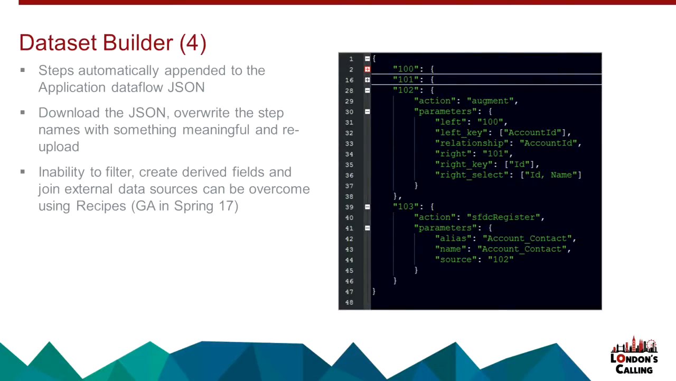So to give you an example, though, of the sort of thing it will produce in the data flow, if we take a look at that now, whereas we did have some nice clean step names before, they're given names like 101, 102, 103. And what I'd encourage you to do is start with the Dataset Builder, but then consider downloading that JSON file and then cleaning it up a little bit.